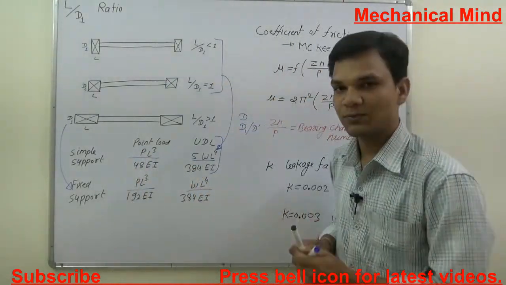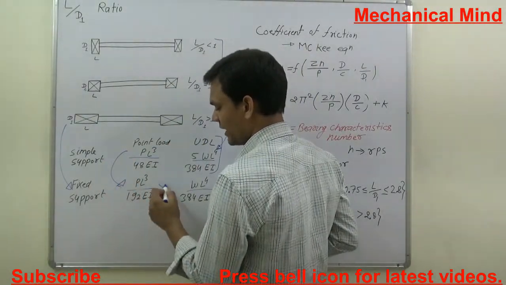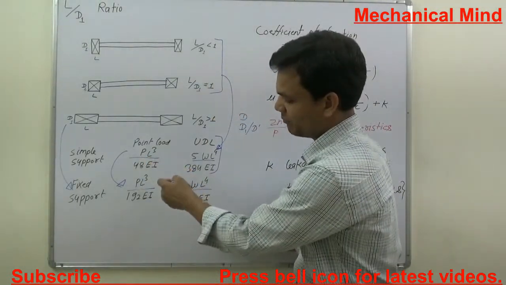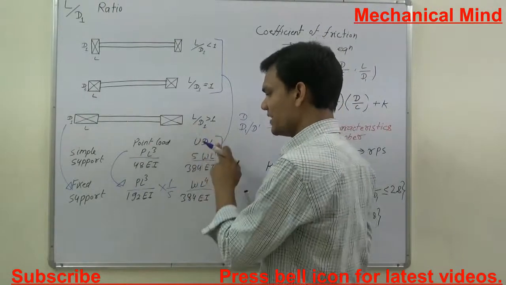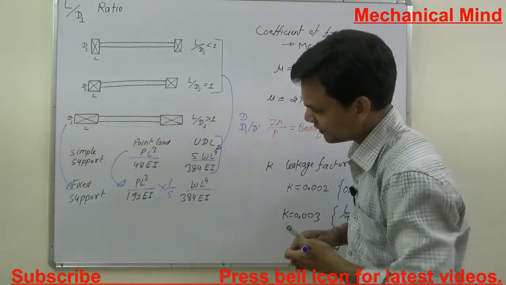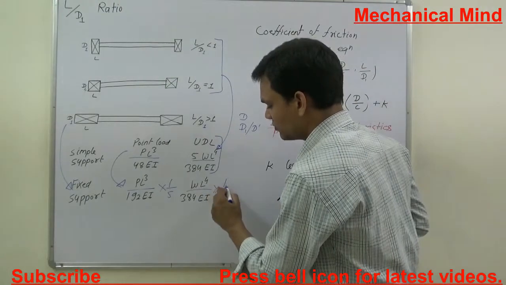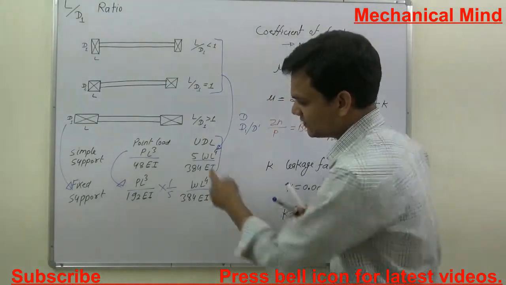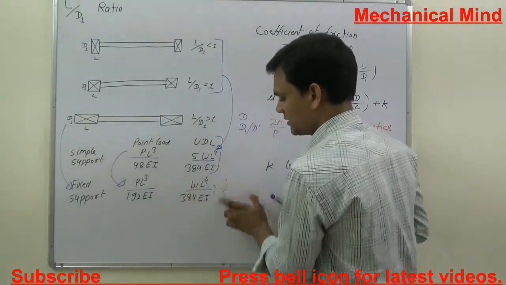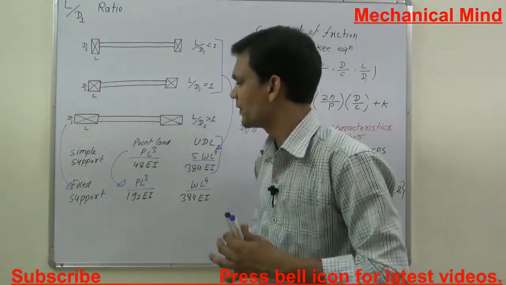If we want to convert this formula into a fixed beam, then we multiply this formula by 1 by 5. And same in case of UDL. If we want to convert this formula of UDL of a simply supported beam into a fixed beam, then we also multiply by 1 by 5. Then this 5 gets cancelled and this formula is converted into the fixed beam formula. This is general information for SOM, that is strength of material.